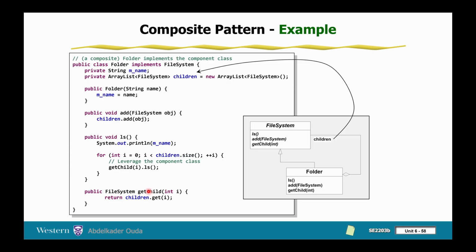Not all the time it calls itself. It calls itself only if the child that we have here in the array is of type folder, because it is a combination between files and folders. If it is a file, it calls the ls of the file. If it is a folder, it calls itself, because this ls is defined in the folder class.